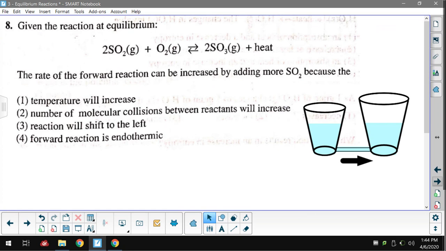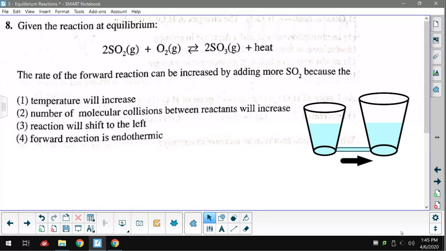Number 8. Okay, now what we're showing here is we have this reaction here, and it says the rate of the forward reaction can be increased by adding more SO2 because, well, SO2 is on the reactant side. As you increase the concentration on the reactant side, that's a stress applied to the system, so it's going to force the reaction to go forward. So the rate of the forward reaction can be increased by adding SO2 because the number of molecular collisions between the reactants is going to increase.